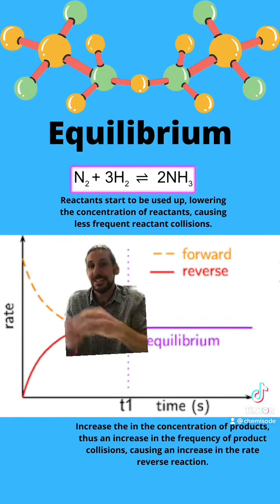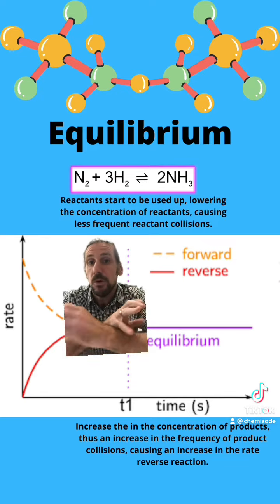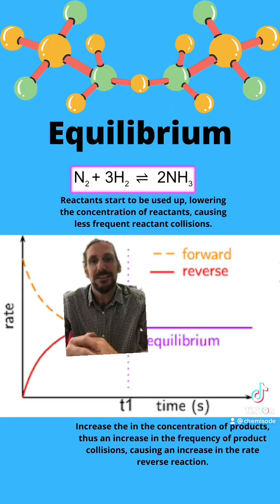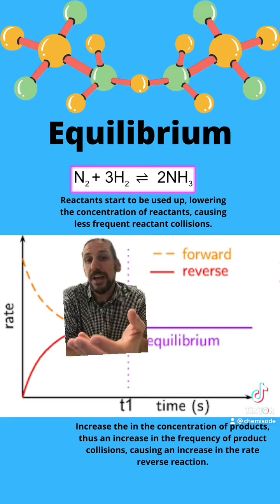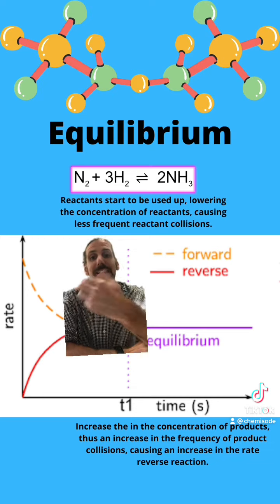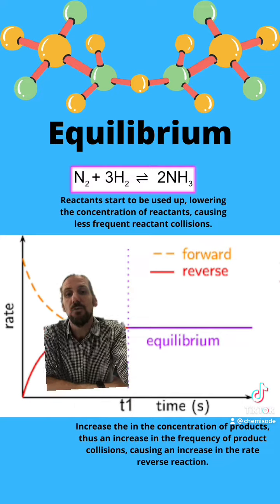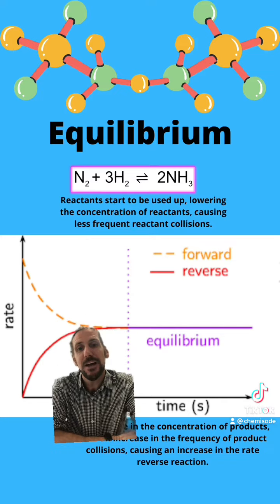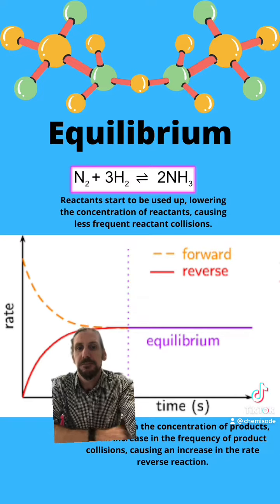Immediately after we start our reaction, these reactants start to react and they start to go away. What this means is that after our initial large amount of reactants, their concentrations start to decrease because they turn into products. That means that the frequency of collisions between our reactants starts to decrease, and the frequency of collisions between our products starts to increase. So therefore the rate of our forwards reaction starts to go down, and the rate of our backwards reaction starts to increase because we start to produce our products.